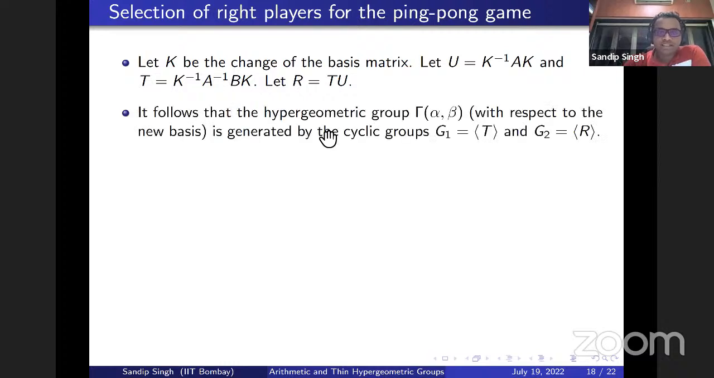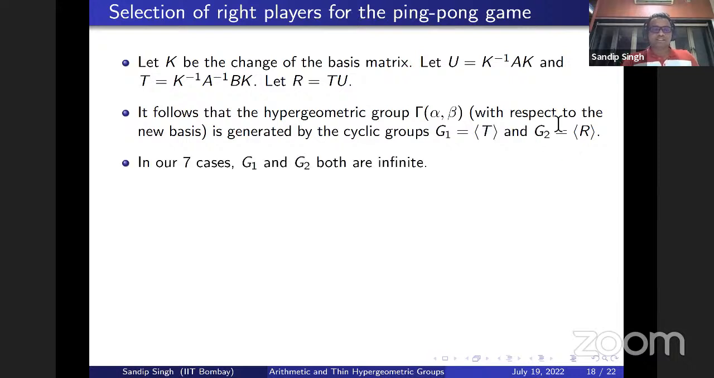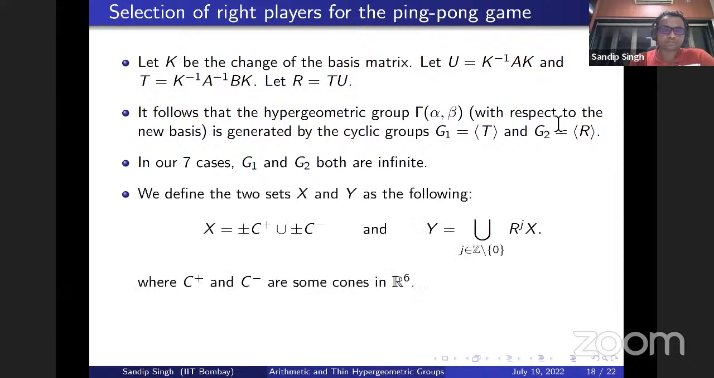Then it follows that the hypergeometric group gamma alpha beta with respect to the new basis is generated by the cyclic groups G1 and G2. G1 is generated by T and G2 is generated by R. Because we know that the group is generated by A and B, it is not difficult to show that gamma is generated by T and R. So in our 7 cases, G1 and G2 are both infinite cyclic, which means they are isomorphic to Z plus.